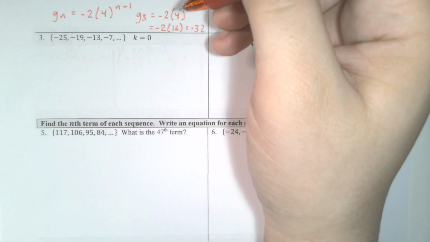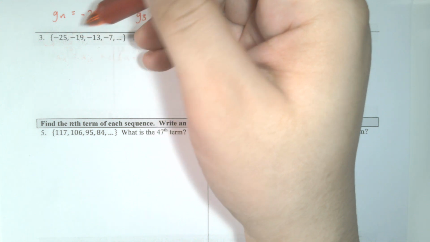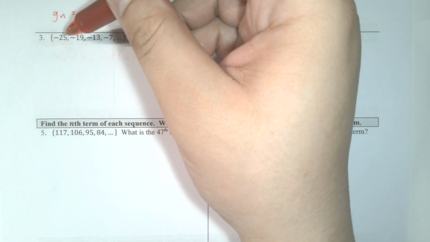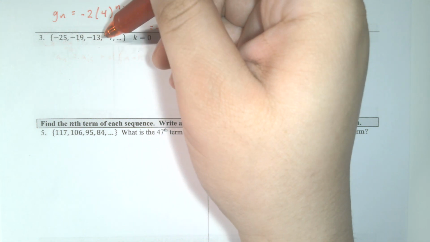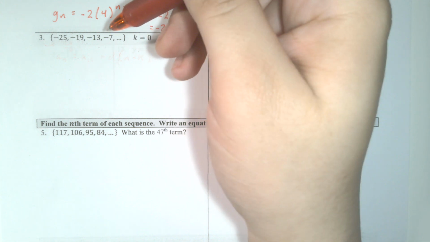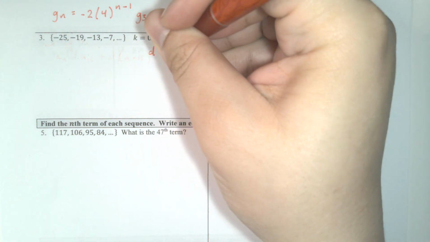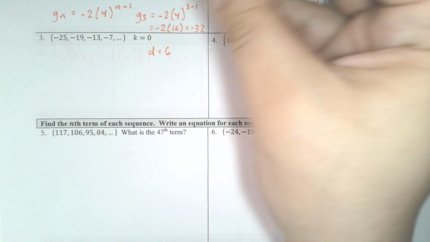So for this next one here, let's check if this is an arithmetic sequence or a geometric sequence. If we're starting with negative 25, then we have to add 6 to get to negative 19, and then we have to add 6 to get to negative 13. And so we see that this is arithmetic with a common difference of positive 6 because we're adding 6.